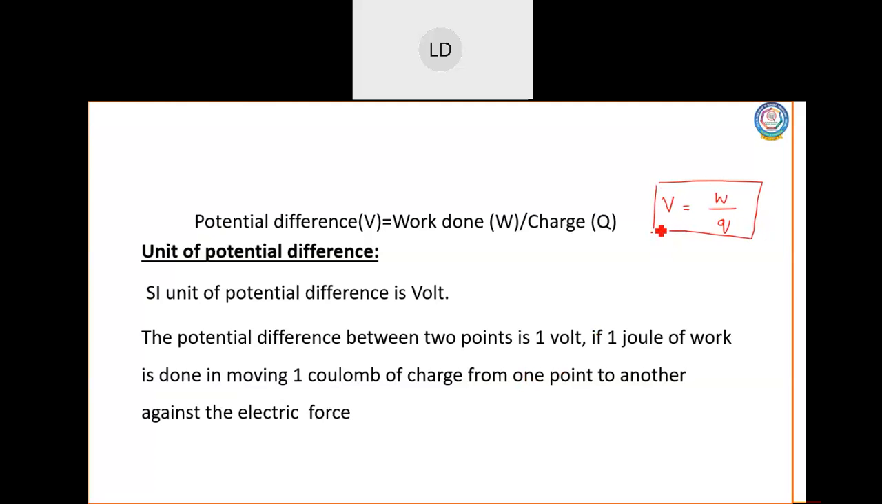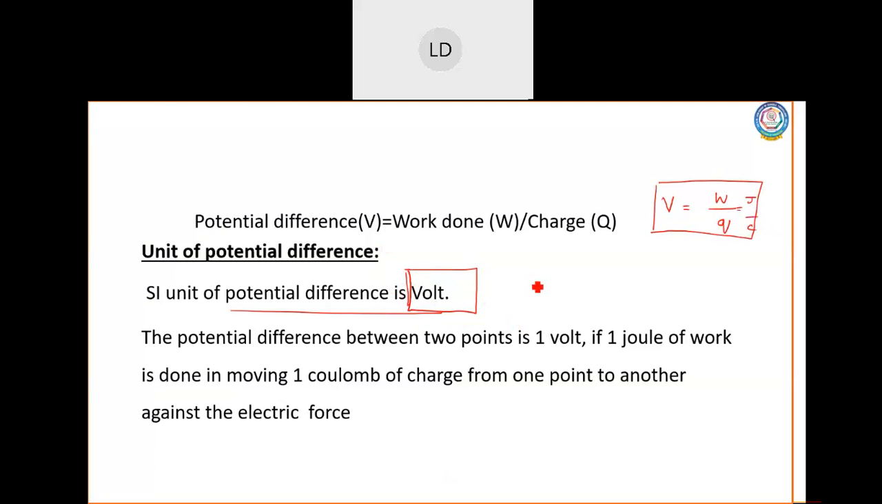Now let us write the unit for potential difference. The SI unit of potential difference and the SI unit of electric potential is volt. Remember, it is also joule per coulomb. Work done is measured in joule, right? What is the SI unit of work done? It is joule, and the SI unit of charge is coulomb. So joule per coulomb is also the unit for potential difference. Usually you measure it as volt.